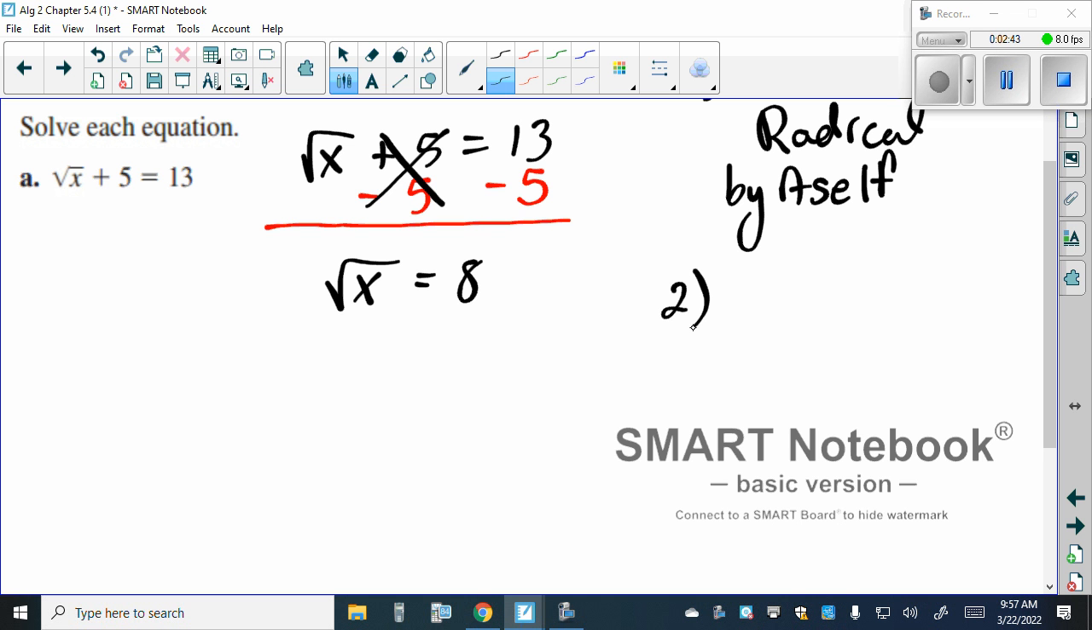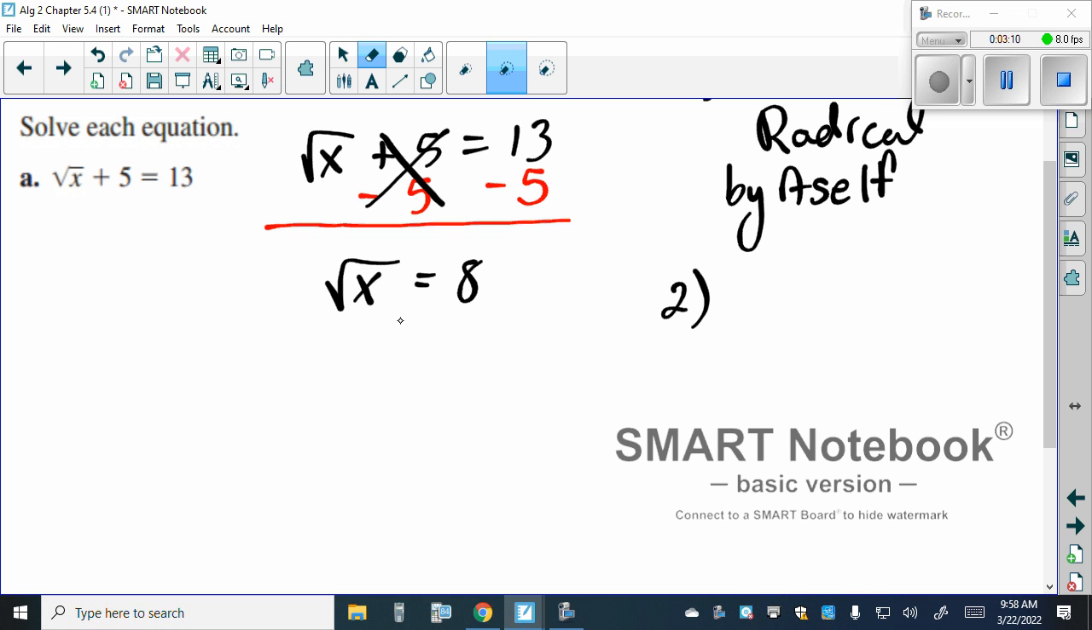Do we have the radical by itself? Is there anything else being added to that radical? No, because I don't have anything added here, do I? Is anything being multiplied by the radical? Or is it by itself? Yeah, because we just want the radical by itself. Now, what's inside the radical doesn't really matter. Because really what we have here is the square root of x.